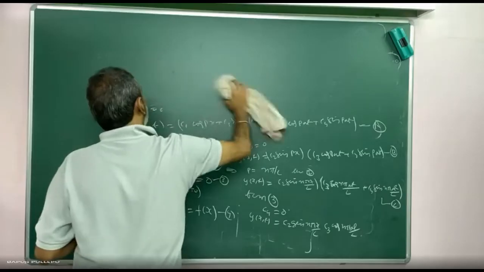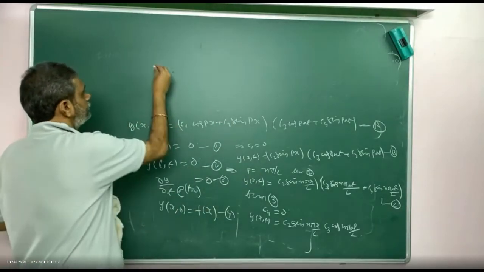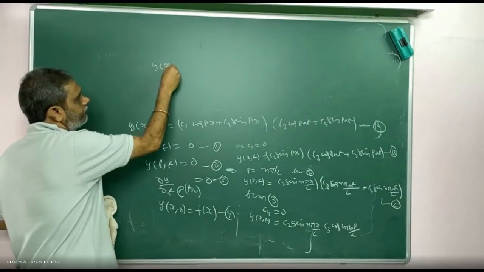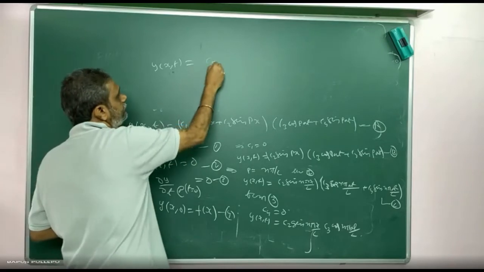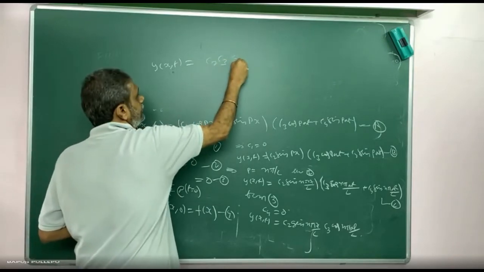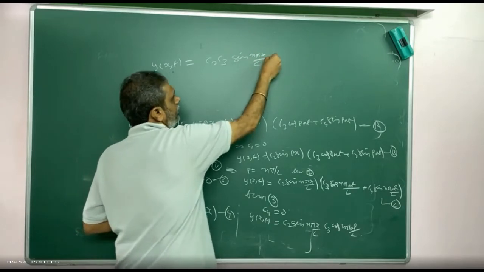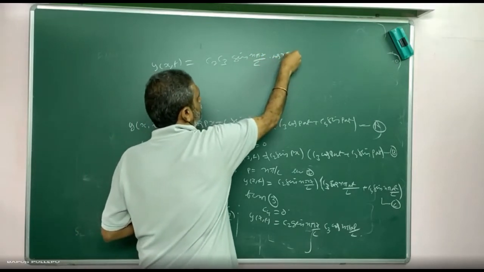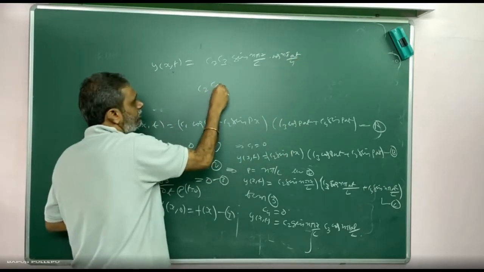Only Ananya's voice, the remaining others I don't know. This y of x comma t, how can I write? C2, C3, sin n pi x by l cos n pi a t by l. Then C2, C3 is equal to, I call Cn.